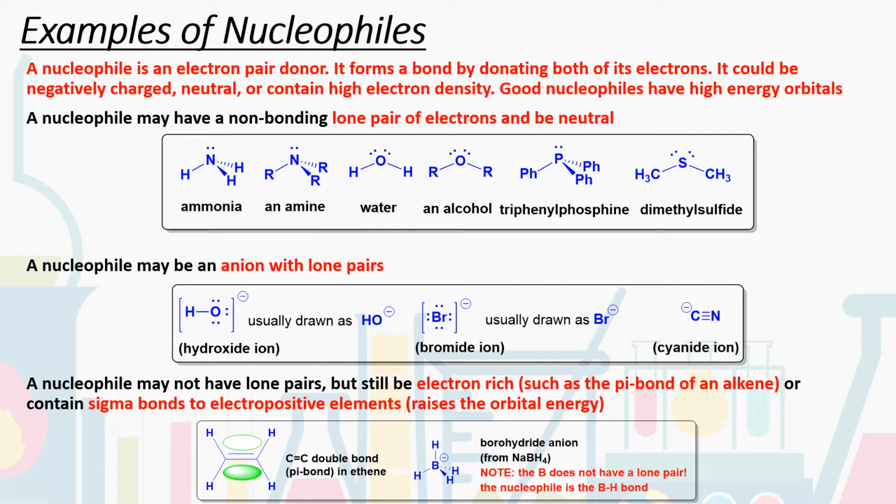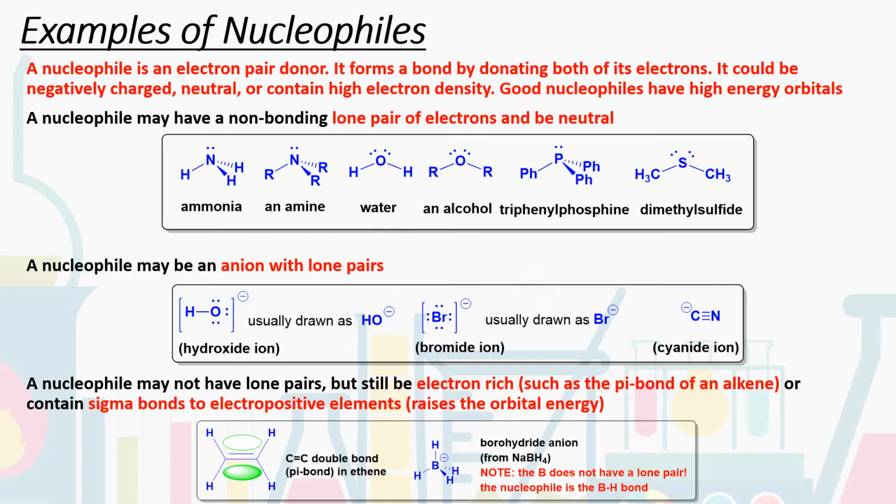A nucleophile may also be anionic. It might have a negative charge that comes from lone pairs. So we can have our hydroxide anion. And here I've shown the full 3 lone pairs that would be on the oxygen of a hydroxide ion. Normally though, we just simply draw that out as OH with a negative on the oxygen. We have our bromide ion, for example. That could also be a chloride ion or an iodide ion.